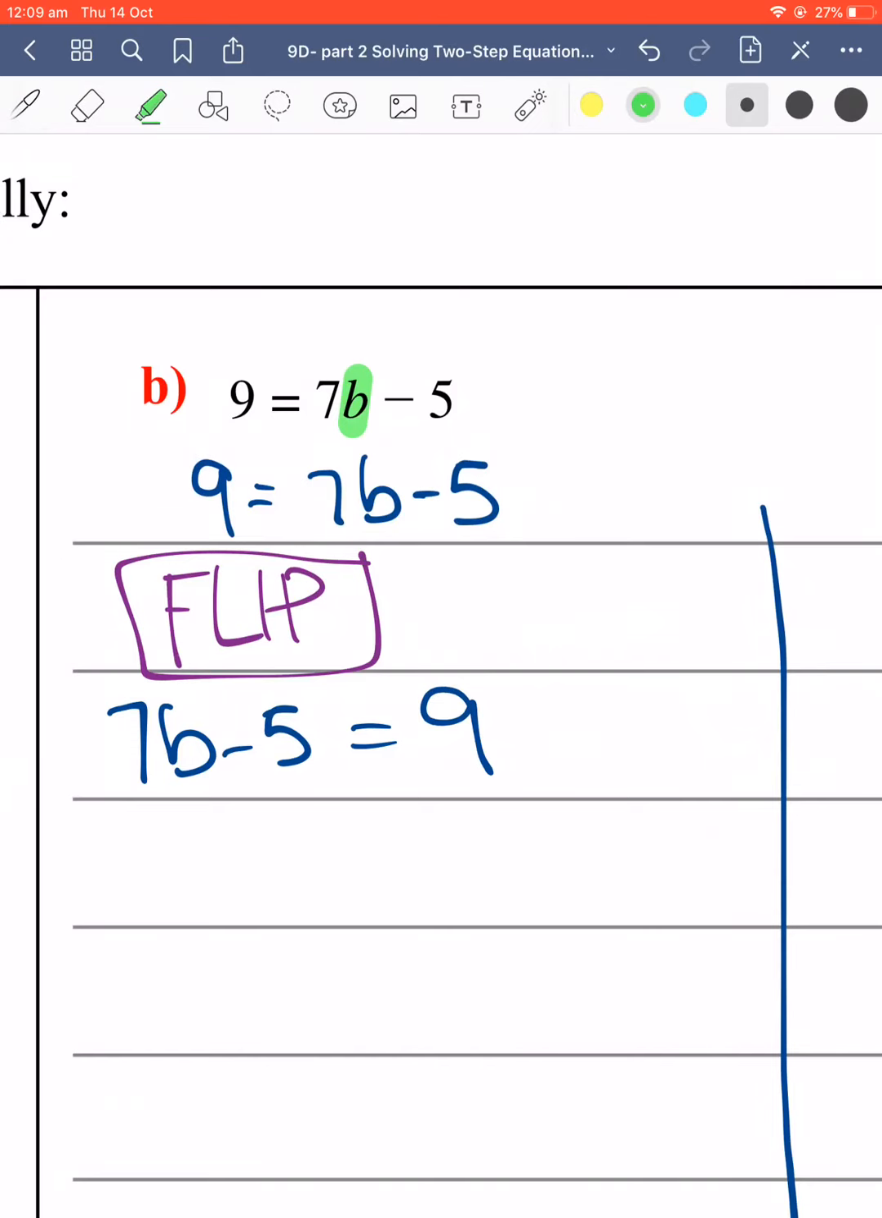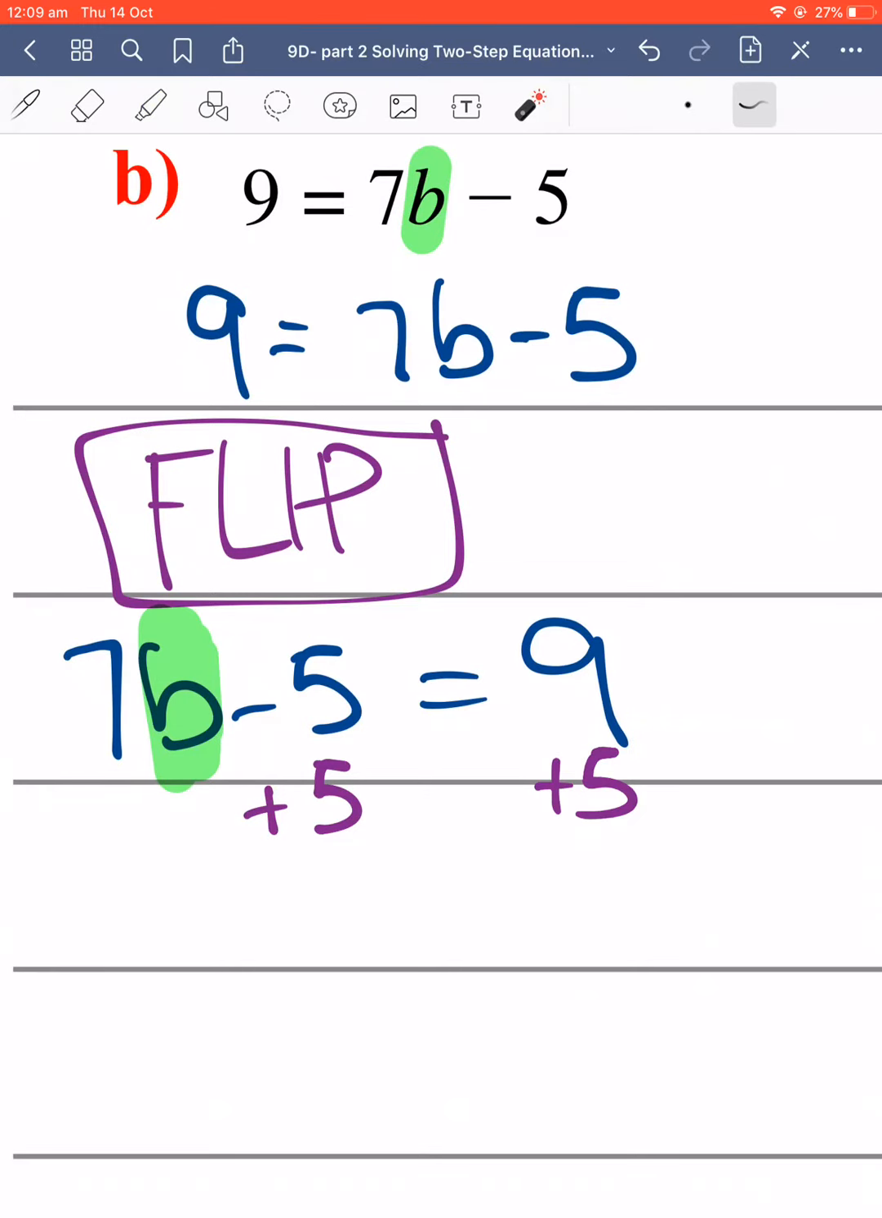Next thing I can see is my pronumeral is here. And next to my pronumeral, I have a subtraction. So to undo my subtraction, I have to add. I do addition. And what I do to one side, I have to absolutely do to the other. So 7b minus 5 plus 5, those two cancel out. So I end up just with 7b equals 9 plus 5 gives me 14. So let's put that in.